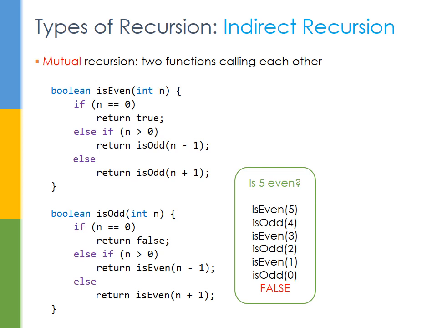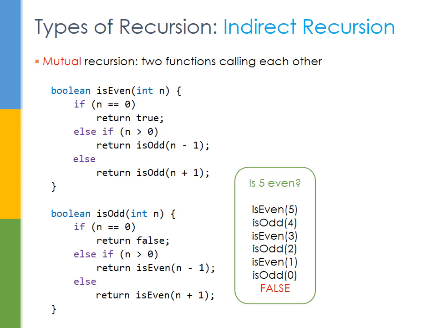So please don't ever implement a test for an even or an odd value in this way. This is just intended to illustrate indirect recursion, specifically mutual recursion. So let's see what happens if we perform a call such as is even, and we pass through a parameter value of 5. So we're testing to see whether 5 is an even value. Now, of course, we can very easily see that 5 is an odd value. In other words, it's not an even value.